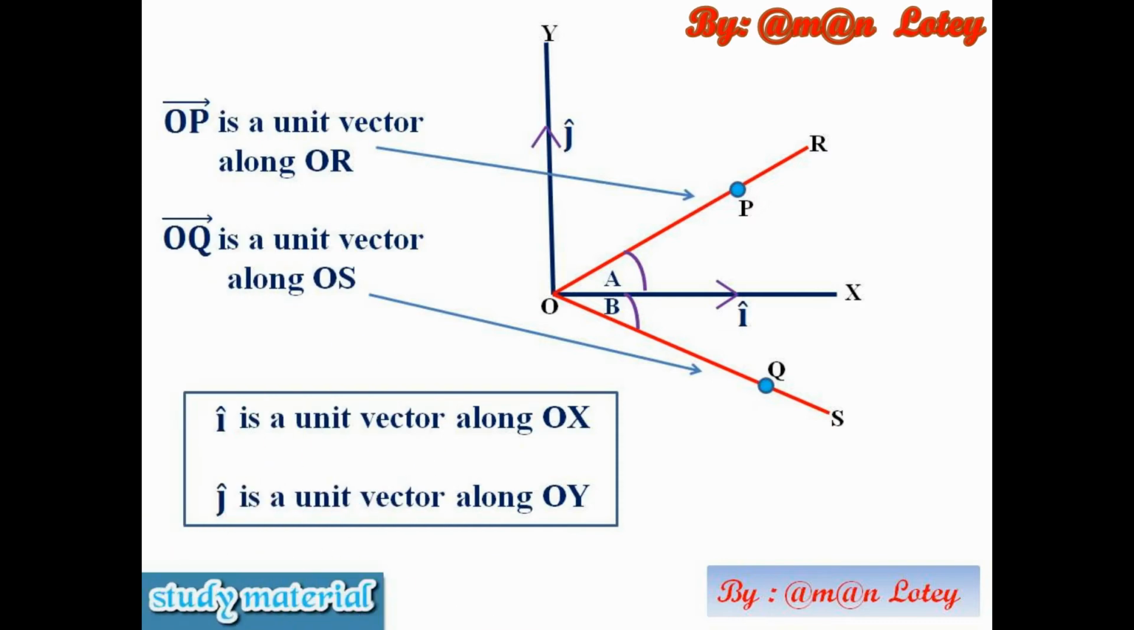In the figure you can see that i cap is a unit vector along the OX axis and j cap is a unit vector along the OY axis. Similarly, OP vector is a unit vector which acts along OR and OQ vector is a unit vector which acts along OS, as shown in the figure.